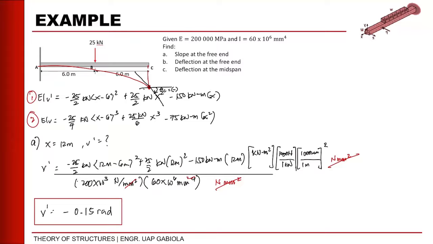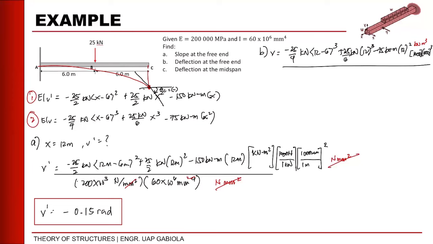Okay? Next, deflection at free end. So, deflection tayo. So, yung formula natin is B. So, negative 24 kilonewton and then 12 minus 6, 3 plus 25 over 6 kilonewton. 12 cube minus 75 kilonewton meter. 12 squared. So, yung unit natin dito will be kilonewton mm cube. So, kailangan natin mag-multiply ng 1,000 para sa kilonewton and then 1,000 cube para dun sa mm.